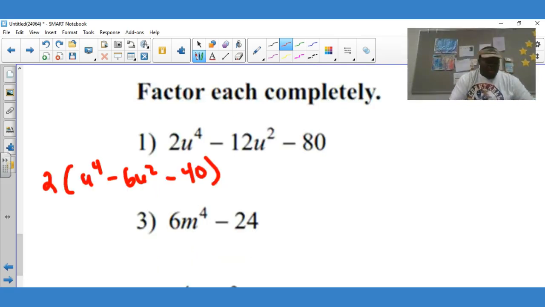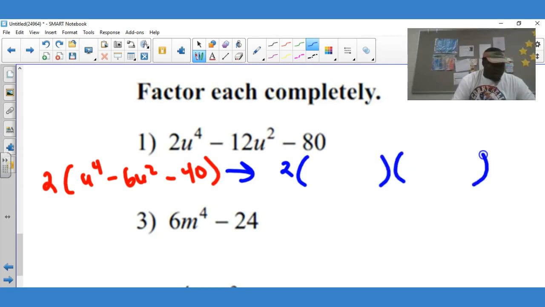If you look at your rules above, it said that first you would create parentheses. So I'm going to do that. I'm going to write 2, and then put my 2 sets of parentheses. Then step 3: determine what the factors of the first term are and write them in the first position. So u to the 4th. How do I get u to the 4th, guys? Remember, that's a perfect square. So we have u squared times u squared.